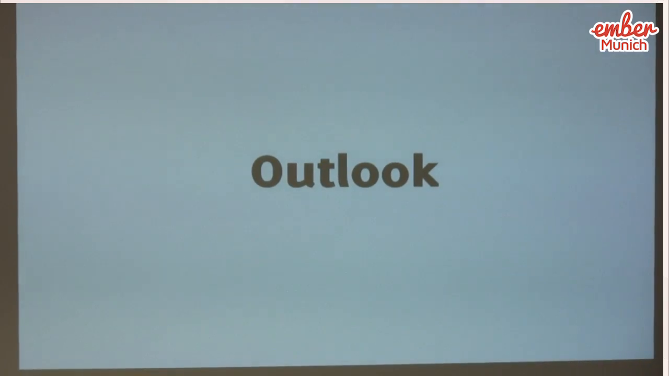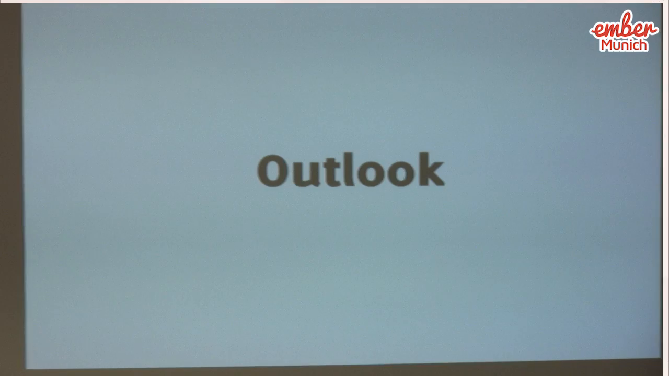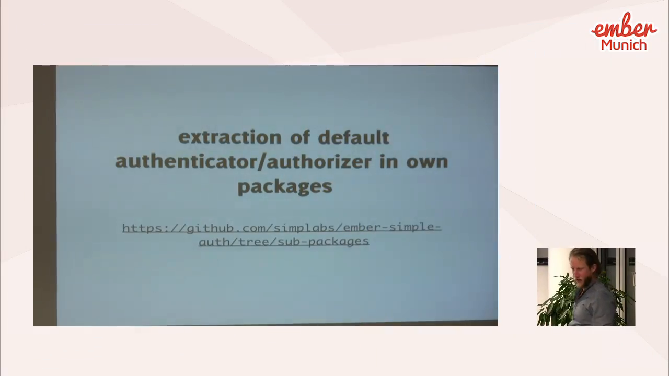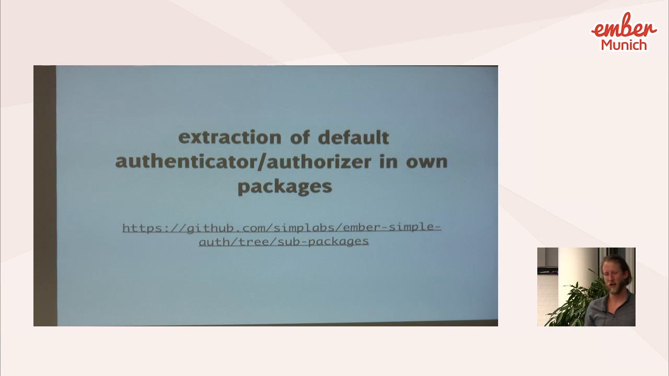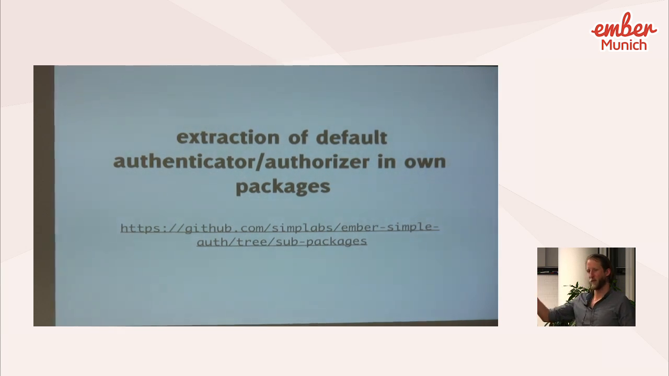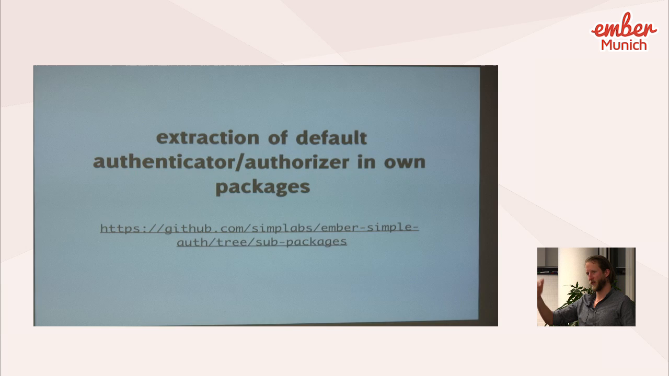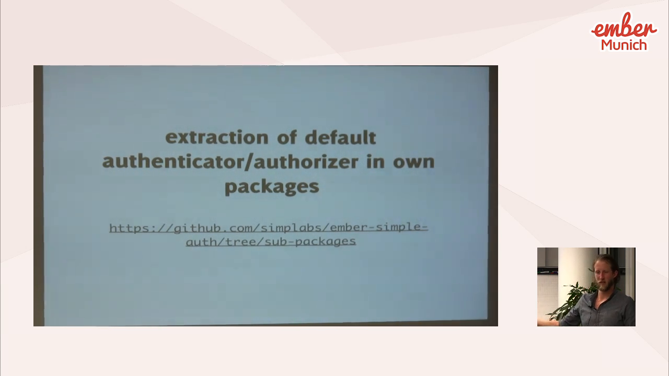So the outlook for that library is that right now the default authenticator and the default authorizer are included in the library, and as they are maybe not used by everyone, I would like to extract them. So you would include the base library in your application, and then maybe you include the OAuth 2 authenticator and some custom authorizer. You don't include the authenticator because you have your own Facebook authenticator, whatever. So you don't have to load so much code that you don't actually need.